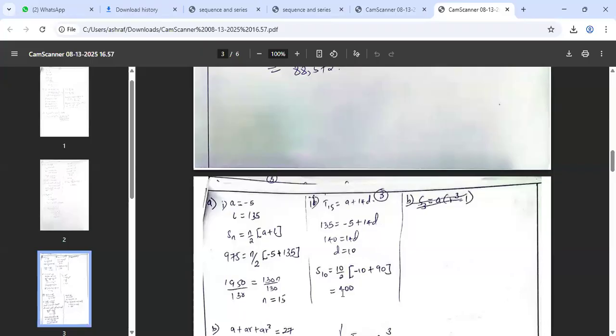Any question? No question. So let's go to part B. Part B of the question.